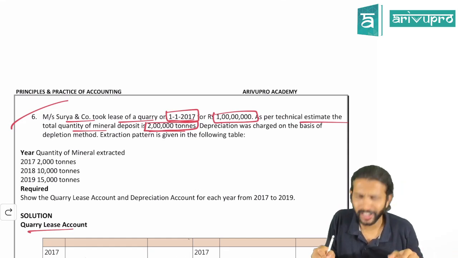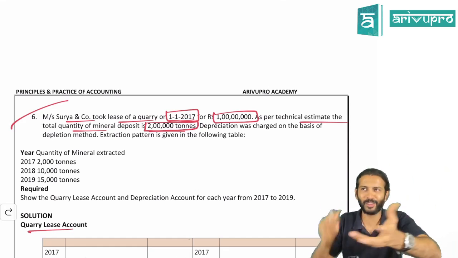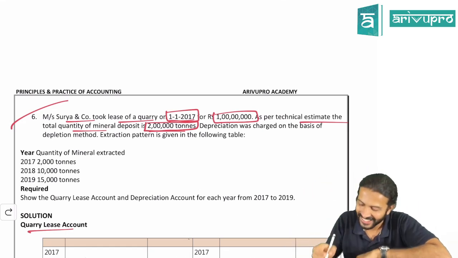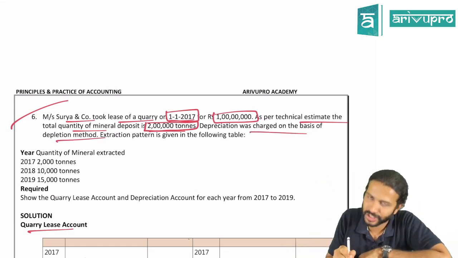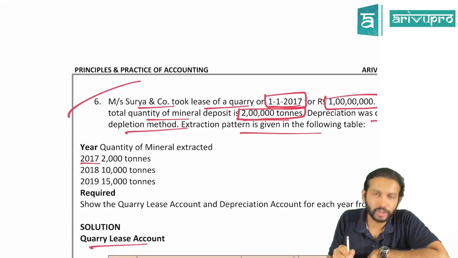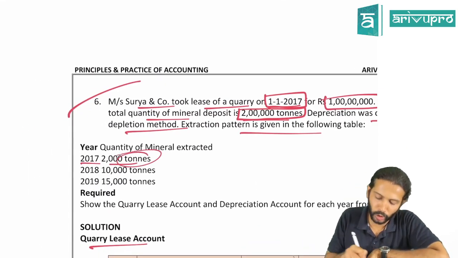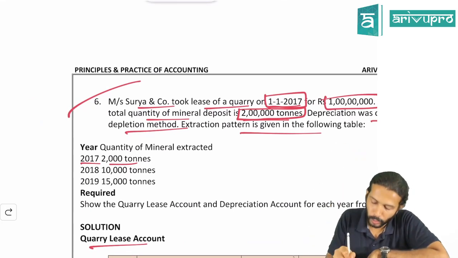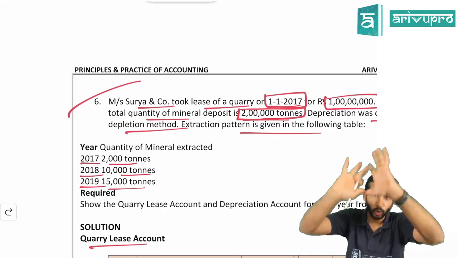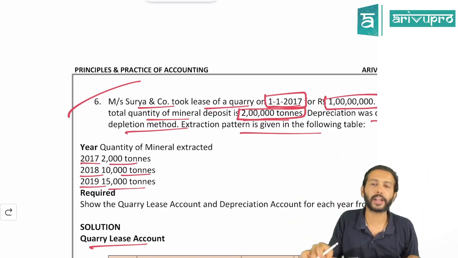No. How much ever is possible, because even workers will not work 24 hours. They'll only work 9 to 10 hours a day. So depreciation was charged based on the depletion method. The extraction pattern they've given: in 2017, the first year, you extracted only 2,000 tons of minerals. 2018, 10,000 tons. 2019, 15,000 tons. Totally you can extract 2 lakh tons.